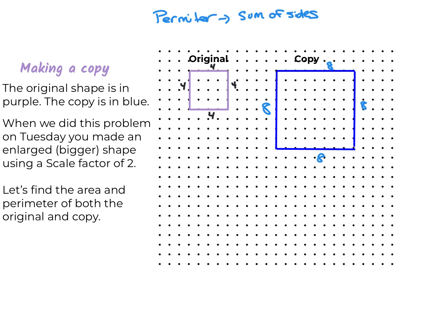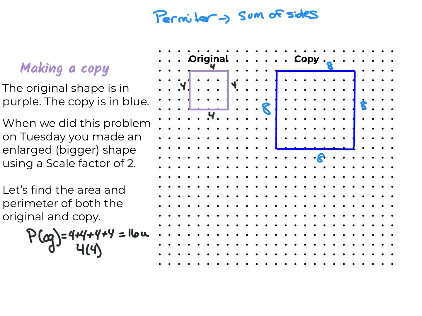So if we want to talk about the purple, I'll write it in black, and we want to find the perimeter of the OG, we're going to just do 4 plus 4 plus 4 plus 4. Now, if we want to write that as repeated addition and turn it into multiplication, it would be 4 times 4, 4 groups of 4. So the perimeter this time would be 16 units.